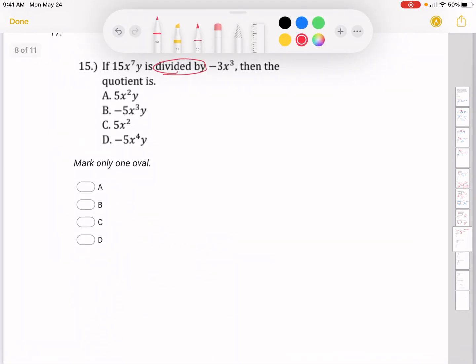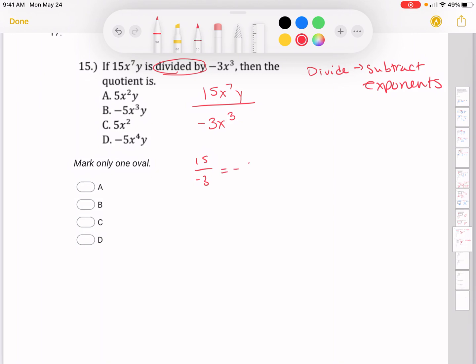The next one says divided by, so we could have written it as a division problem. And remember, when you divide, you subtract exponents. So if you start with 15 divided by negative 3, that's negative 5. Then x to the 7 divided by x to the 3, if you subtract, you get x to the 4th. So negative 5x to the 4th, and the y stays the same because there was no y on the bottom.